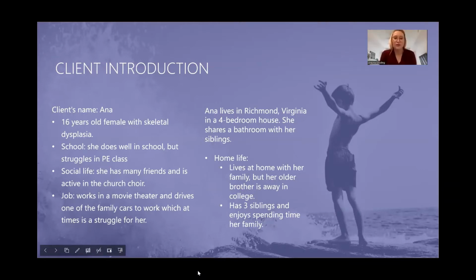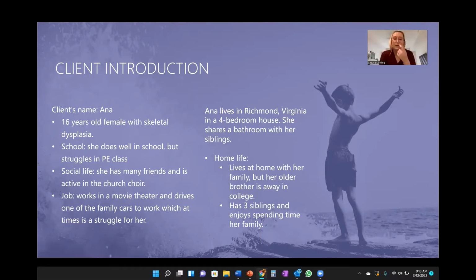So I'm going to be introducing our client. Her name is Anna. She's a 16-year-old girl with skeletal dysplasia. She does well in school, but she does struggle in PE class, and she does have a lot of friends and is active in her church choir. She works at her local movie theater and drives one of the family cars to work every day, which at times can be a struggle for her. She currently resides in Richmond, Virginia in a 4-bedroom house that she shares with her other siblings. At home, she lives with her family, but her older brother is currently away in college. Other than that, she has 3 siblings that she enjoys spending time with.